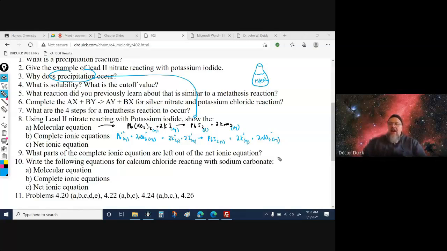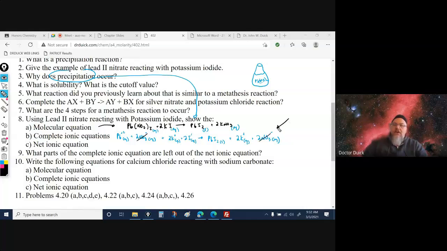For the net ionic equation, you basically are going to go through and cross out all the things that are the same on both sides of the equation. So lead's here, but lead's now joined with something. I can't cross them out. So that says 2NO3. This is 2NO3. I cross him out.